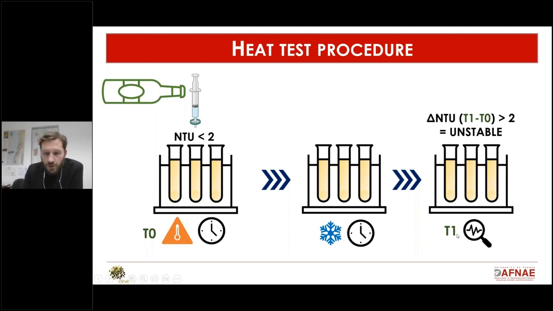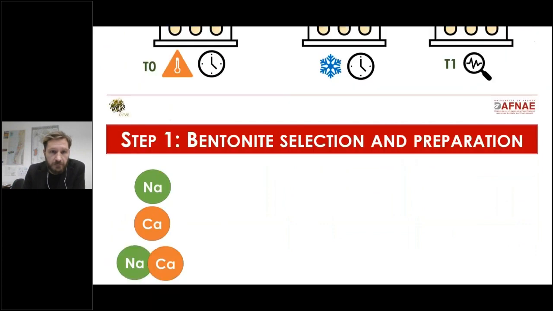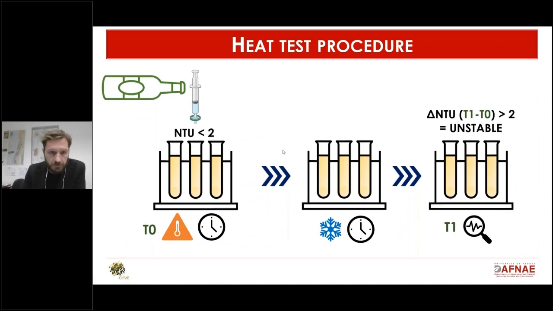So the turbidity at time 1, so at the end of the test, is subtracted. You subtract the turbidity at time 0, which would be 1 or something. And then if the difference, or the delta, between these two NTU is above 2, the wine is unstable. So it's very simple. It works for every heat test. But there are many aspects that need to be considered for the test to be representative and to work well. And I'm trying to summarize some of those.